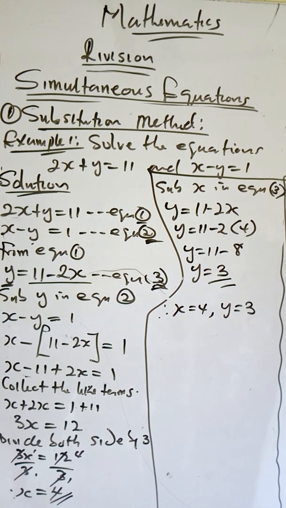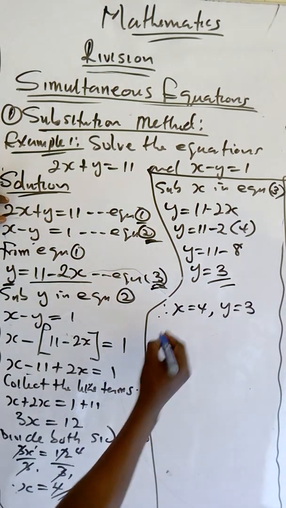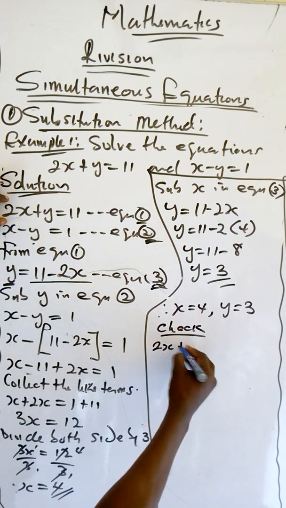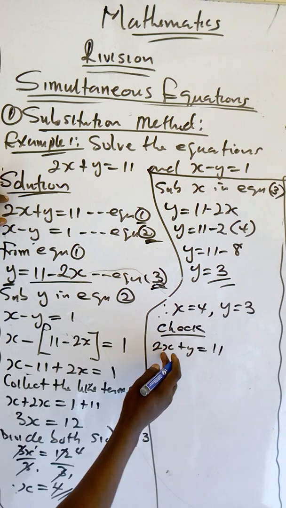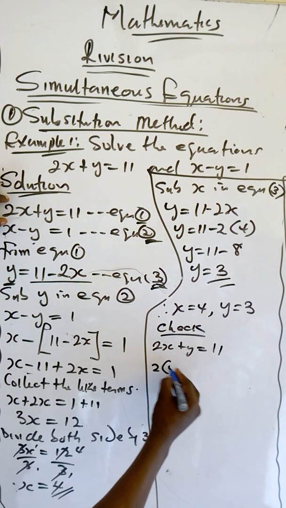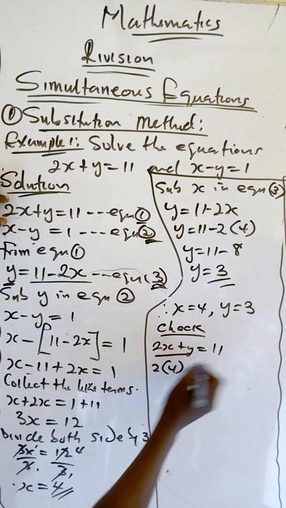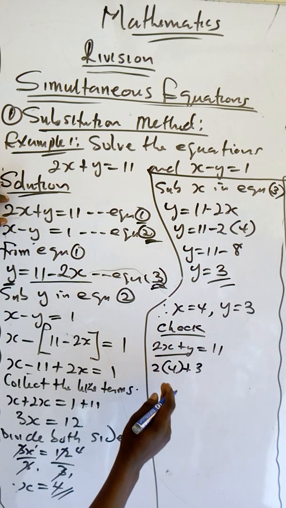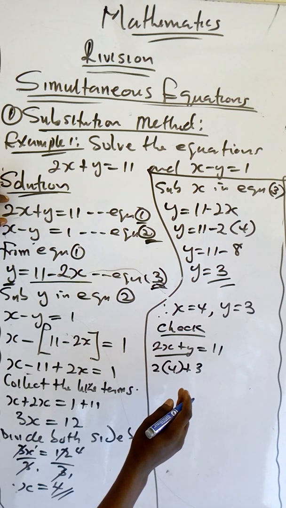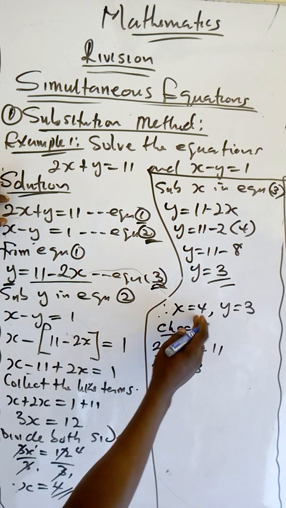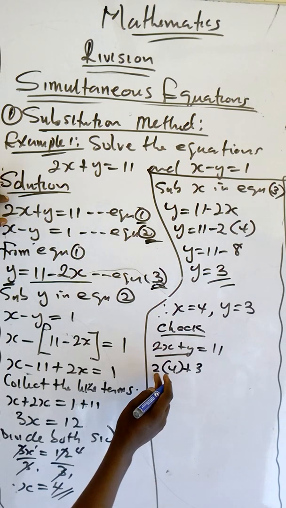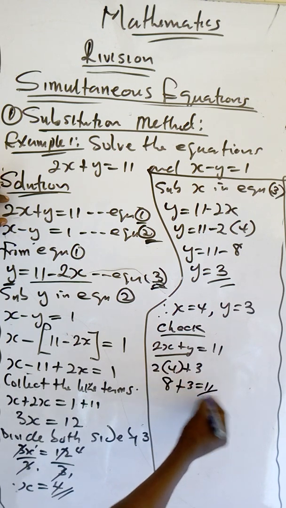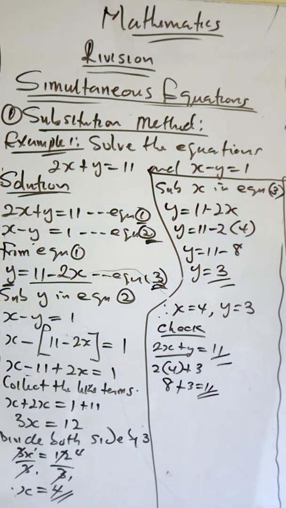Let us check if our answer is correct. From our equation, we have 2x plus y equals 11. What is our x here? It is 4. We want to see if this will give us 11. Plus our y is 3. So now, 2 times 4 is 8, plus 3 will give us 11. So it's the same thing with this. That means our answer is correct.